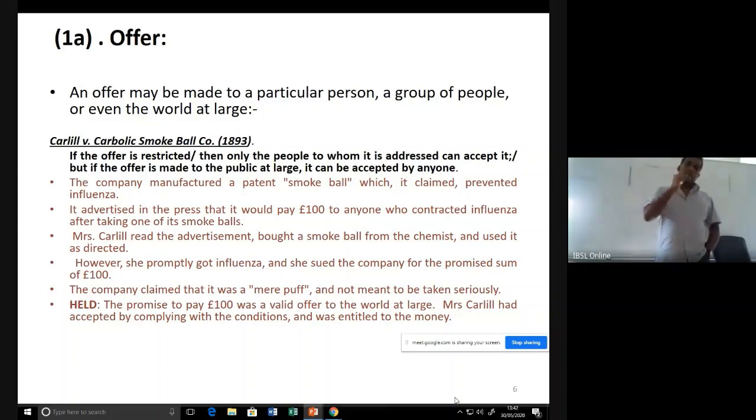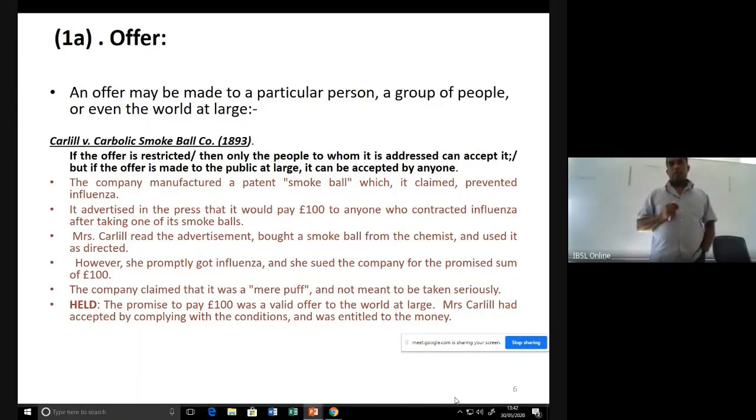offer was addressed to a particular company named B. B has not accepted, C has accepted. So the acceptance is not valid. So therefore, the contract is not valid. You see, very simple point, right? But you have to think a lot.